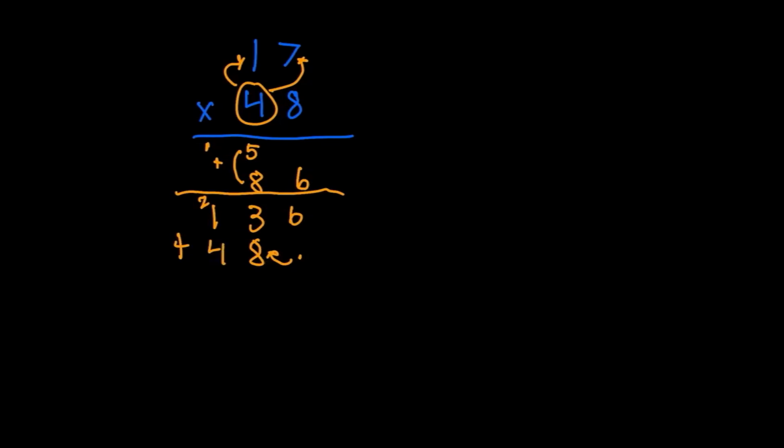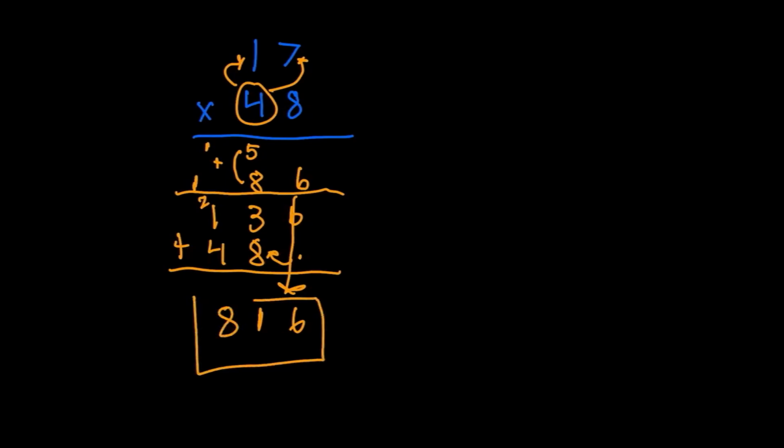So then you bring this down, 6. You add these two numbers up. So 3 plus 8 is going to be 11. So I get a 1. And then now I place that extra 1 just up here. I don't really have another place to put it. And then 2 plus 1 plus 1 plus 4 is going to be 8. So my final answer is going to be 816.